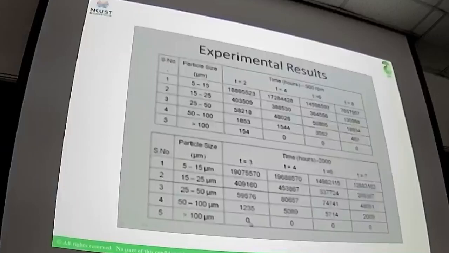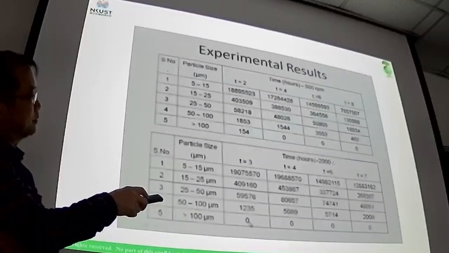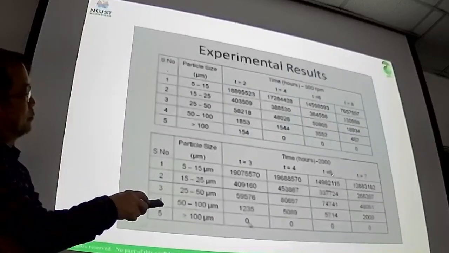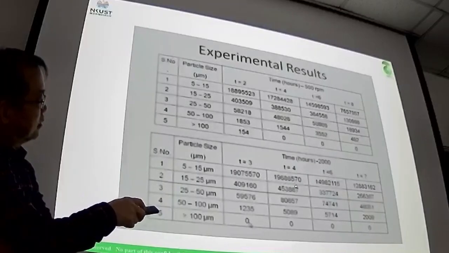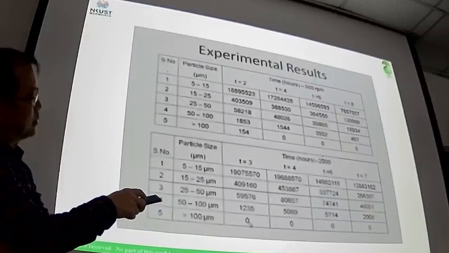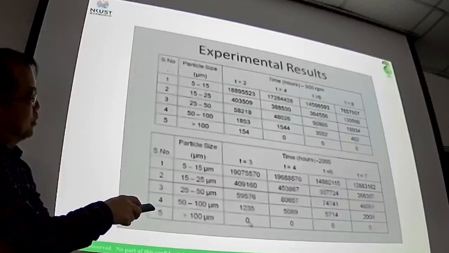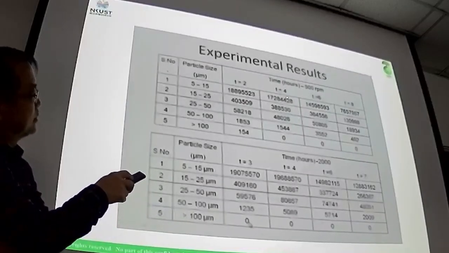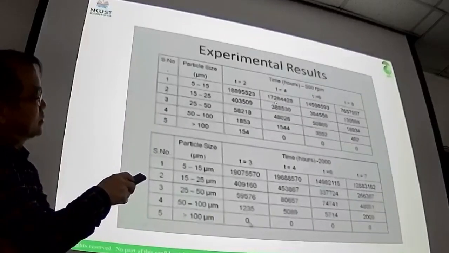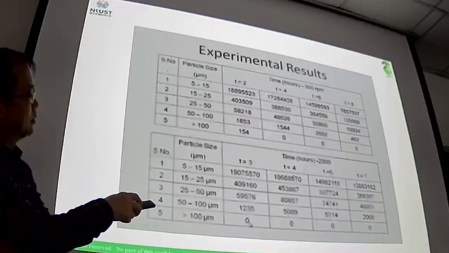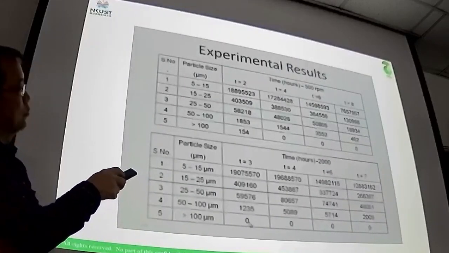Of course, for higher operational speed, 500 RPM, 2000 RPM, for 2000 RPM at the timing of 4 hours, you have a higher wear rate than this 500 RPM at the same period of 4 hours. So this one is apparently higher than this one.